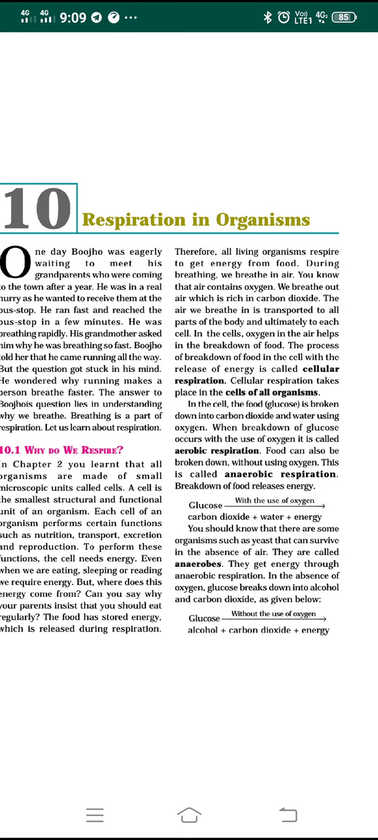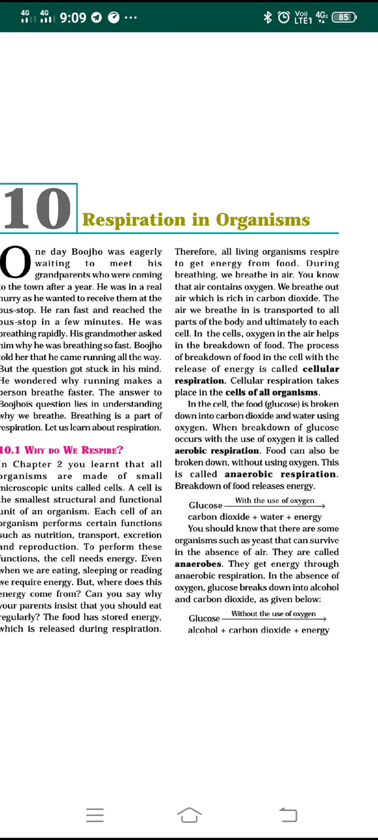In the previous class we have already studied that in the cell, food is broken down into simpler molecules and converted into carbon dioxide and water using oxygen. When the breakdown of glucose or food takes place with the use of oxygen, it is called aerobic respiration. We have also studied the equation for that. And in the next concept we studied anaerobic respiration.